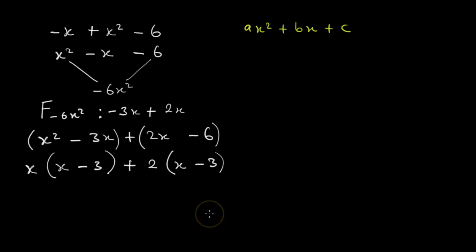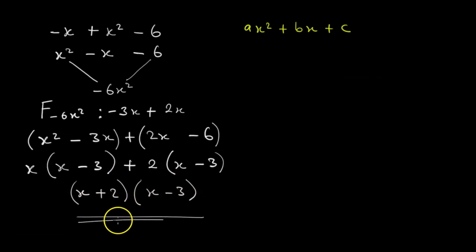minus 6. When we have done this, if we want to check if we have done it correctly, the terms inside the brackets should be the same. In the first bracket, we have x minus 3. In the following bracket, we have x minus 3. That is a sign that we have done things correctly. So now we just collect the terms which are outside the brackets, x plus 2, and we take a bracket, x minus 3. This is the answer. We have successfully factorized minus x plus x squared minus 6.